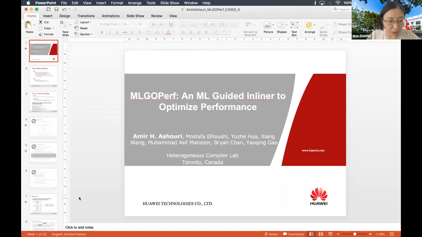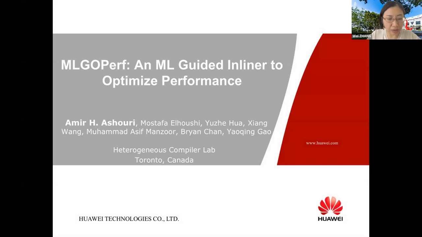Amir Ashouri is a senior R&D engineer at Huawei Heterogeneous Compiler Lab in Toronto, working on automatic tuning and optimizing compilers using machine learning. Prior to joining Huawei Canada, he was a postdoctoral research fellow at the University of Toronto tackling accelerating deep learning applications. So welcome, Dr. Ashouri.